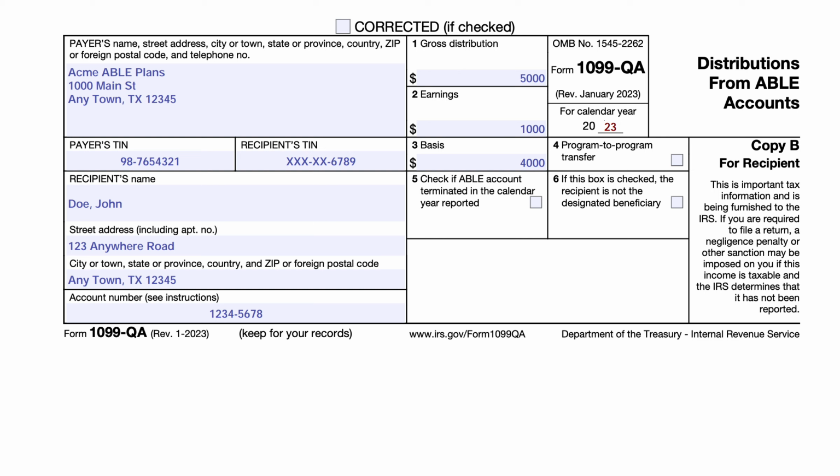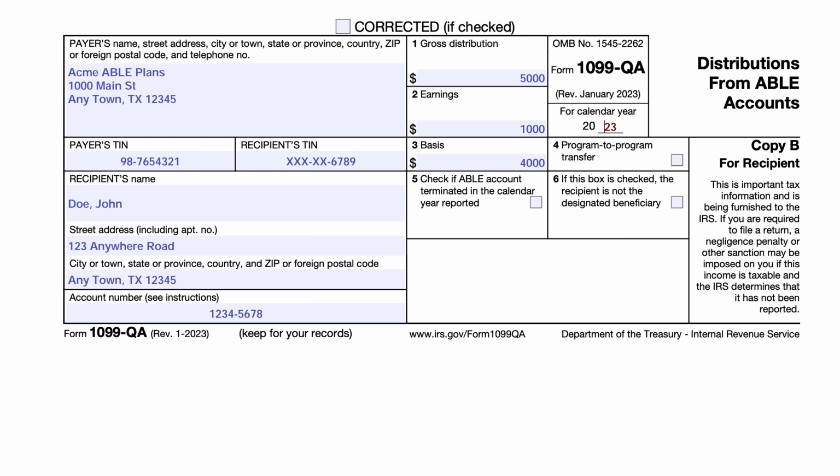Just because you receive a Form 1099-QA does not necessarily mean that you're going to pay taxes on any of the money that came out of it. However, you should be able to understand this tax form so that you understand better how to report it and how to determine whether or not you have taxable income.